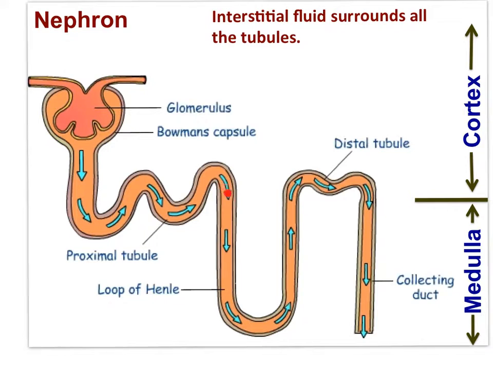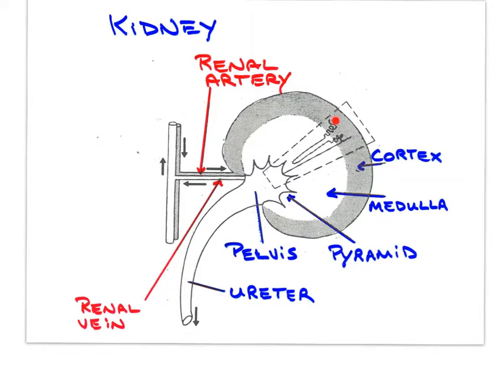Remember, the loop of Henle and the collecting duct descend into the medulla of the kidney. The glomerulus, Bowman's capsule, the proximal convoluted tubule, and the distal convoluted tubule are located in the cortex of the kidney, while the loop of Henle and the collecting duct descend into the medulla. The filtrate enters the loop of Henle in the cortex, descends into the medulla, then returns to the cortex before descending once and for all in the collecting duct toward the pelvis through the medulla.